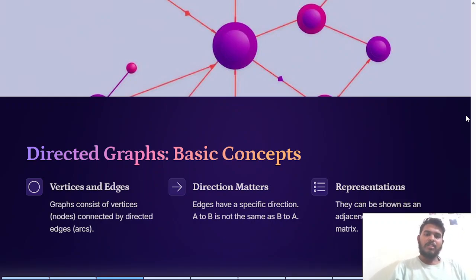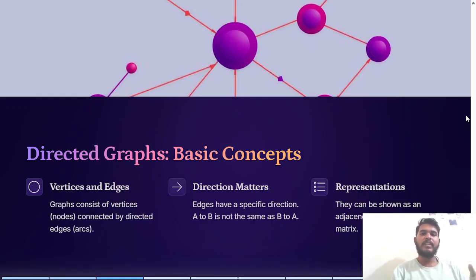Whenever we talk about graphs, there are 2 points to remember. One is vertices and another one is edges. Vertices are nothing but the nodes, and edges are the connections or the arcs that we use between the nodes. As we are talking about directed graphs, in directed graphs, direction also matters. Direction is the important thing. For example, in a graph, going from node A to node B is not the same as going from node B to node A.